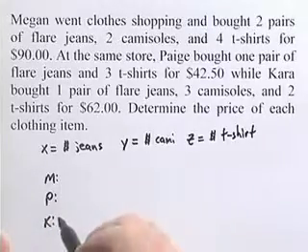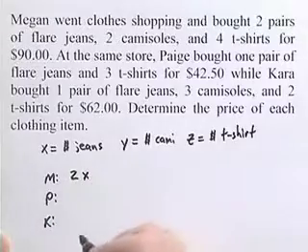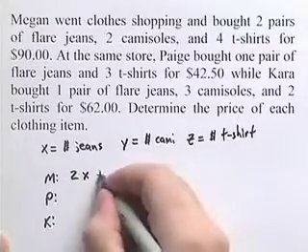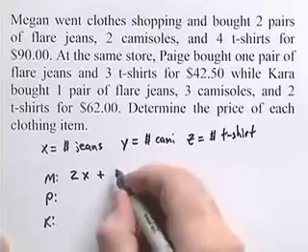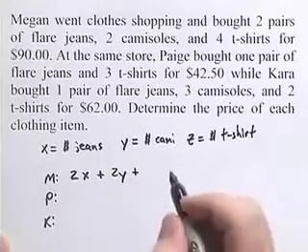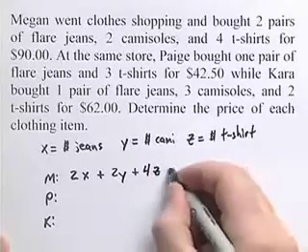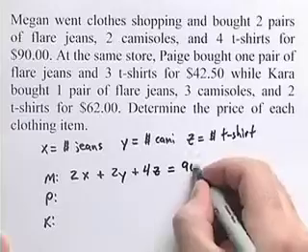We know that Megan bought 2 pairs of flare jeans, so she spent 2x dollars on flare jeans, plus she bought 2 camis, so she spent 2y dollars on camis, plus she bought 4 t-shirts, so she spent 4z dollars on t-shirts, for a total of $90.